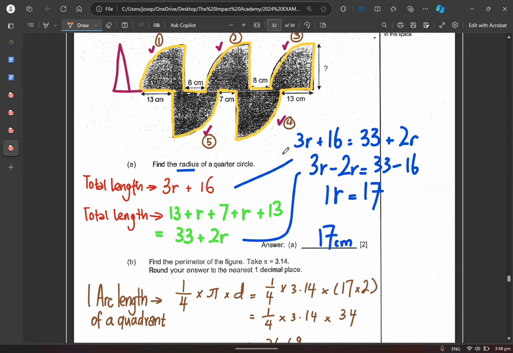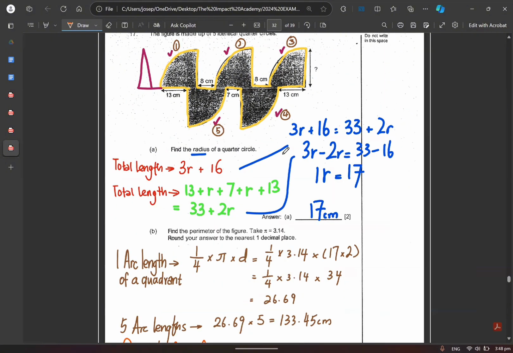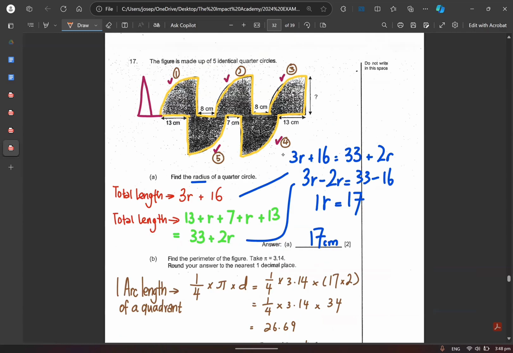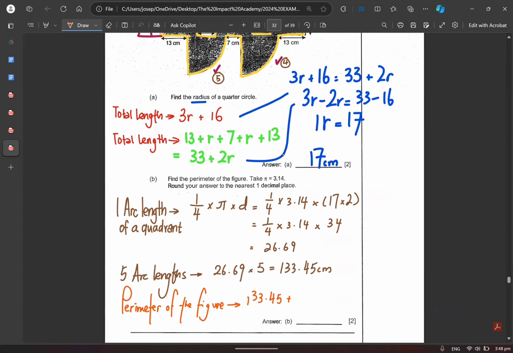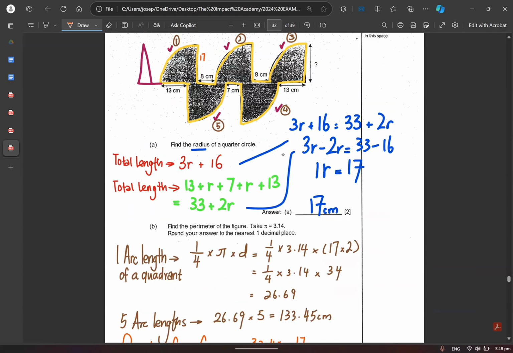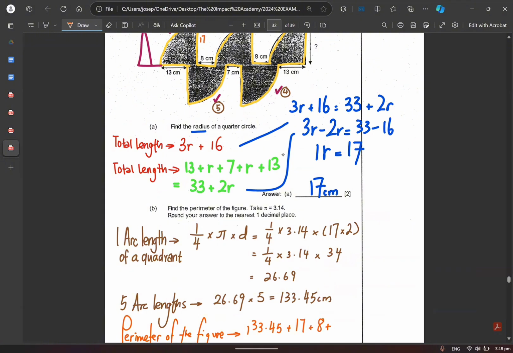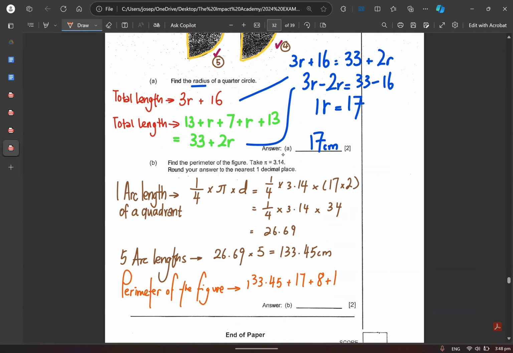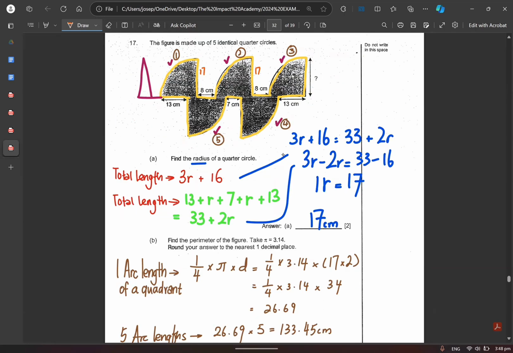Okay, so right now, all I'm going to do is I'm going to add them up together. I will say 133.45. I will add, how much is this? This is 17, right? So 133.45 plus 17 plus 8 plus, again, what is this? This is 17, so I'll just add another 17. Okay, you can see I'm going in a very systematic manner.